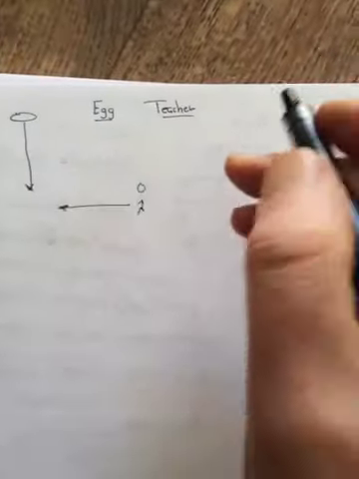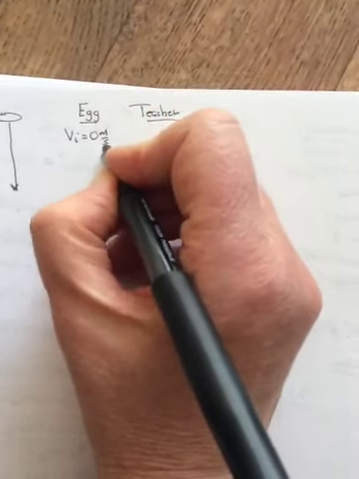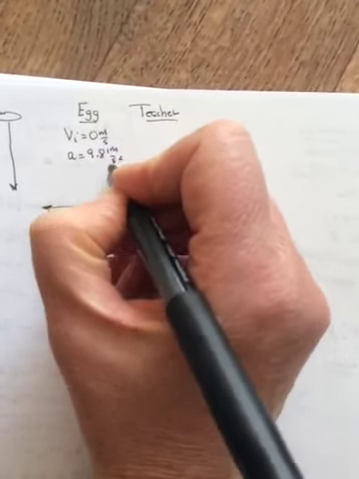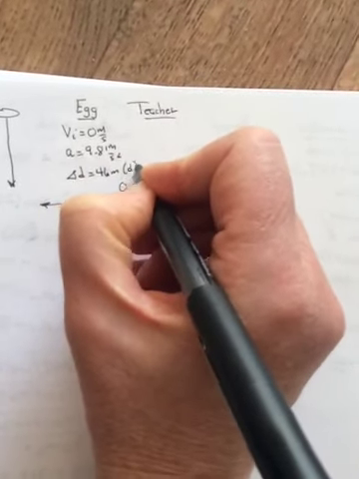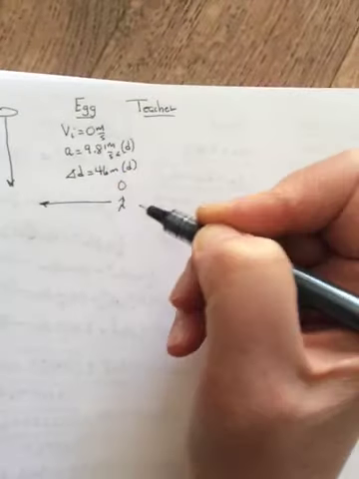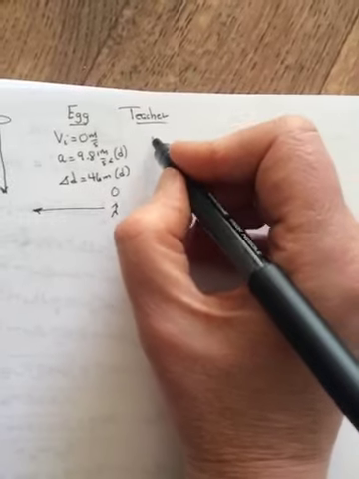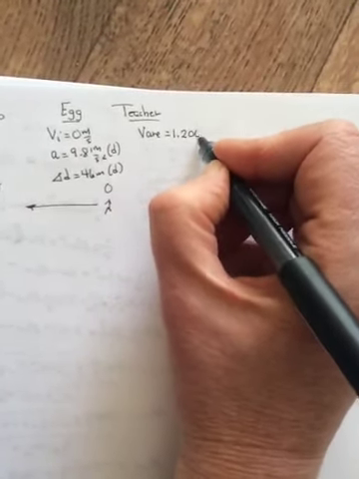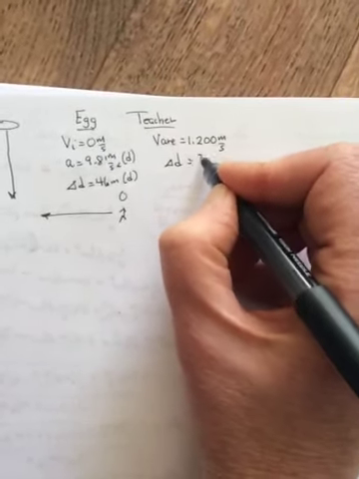There it is. Okay, so the egg's falling, the teacher's walking in. You drop it, so VI for the egg is 0. And A for the egg is 9.81 meters per second squared. And the delta D is 46 meters. The delta D and the A are both down, so you don't have to worry about negatives. Everything's going down. For the teacher, it says the teacher is walking at a constant speed, unbeknownst to the fact that there's an egg going to fall on their head. Okay, and you're looking for the delta D of the teacher.